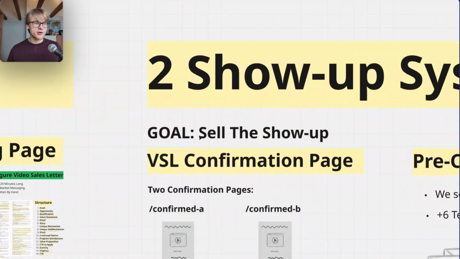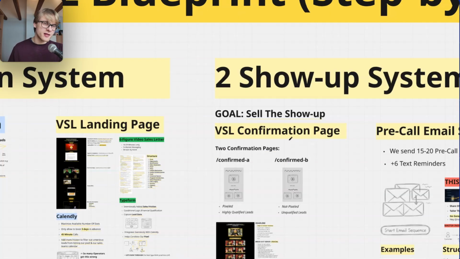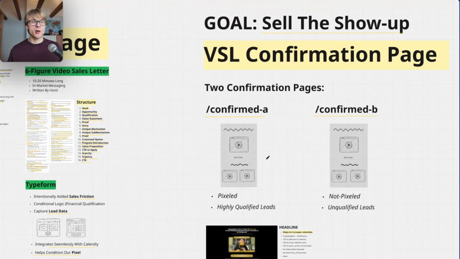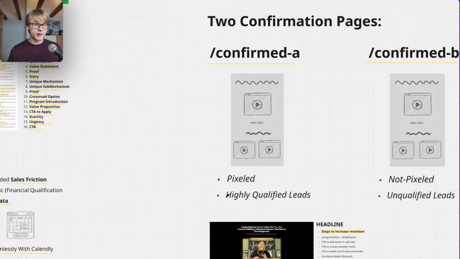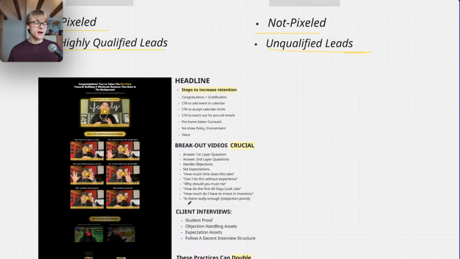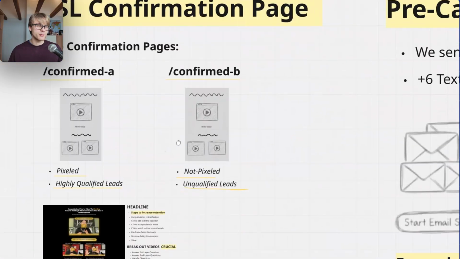Now, the next goal here is to sell the show up. Once you've sold the call with our traffic acquisition system, we want to sell the show up. So we do something like the VSL confirmation page. As I told you, we have 2 confirmation pages, a confirmed A page and a confirmed B page, which they get redirected to after they book a call. The one for the high quality leads is pixeled, which reports data back to Meta, and the other one isn't pixeled.